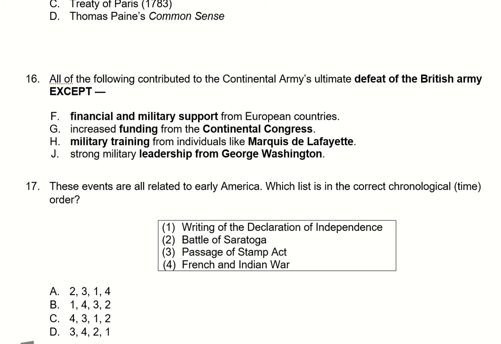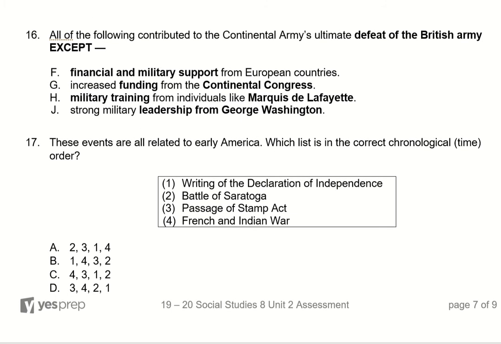All of the following contributed to the Continental Army's ultimate defeat of the British Army except F. Financial and military support from European countries. G. Increased funding from the Continental Congress. H. Military training from individuals like Marquis de Lafayette. J. Strong military leadership from George Washington. Pause to choose your answer.